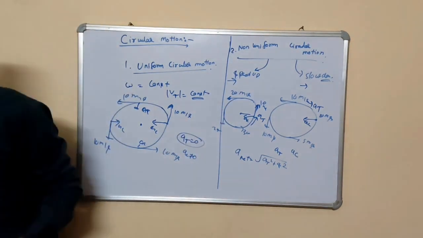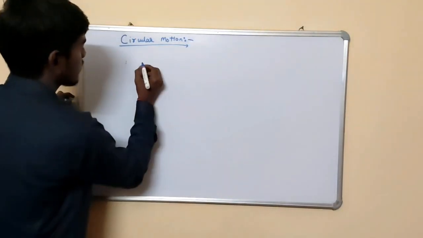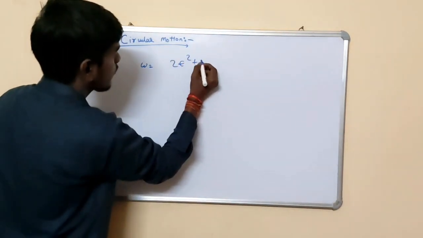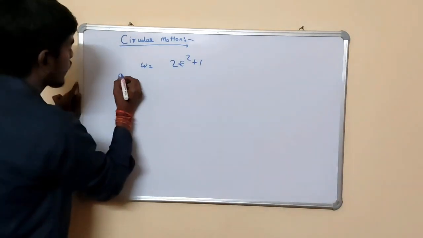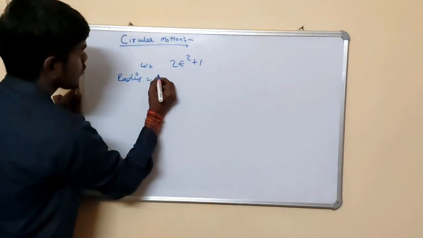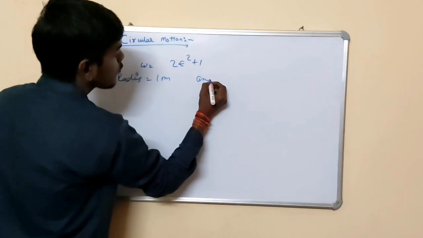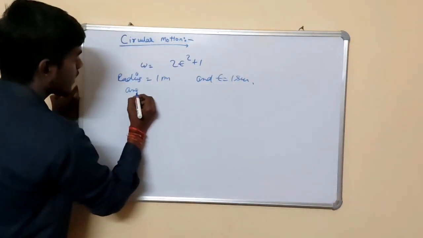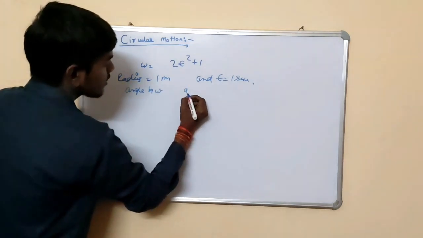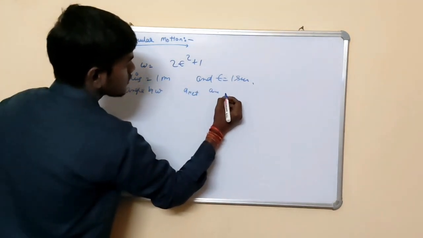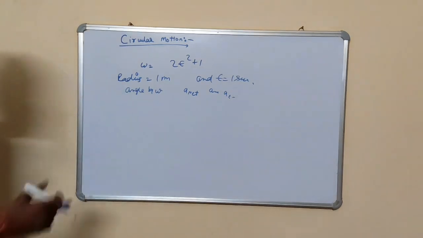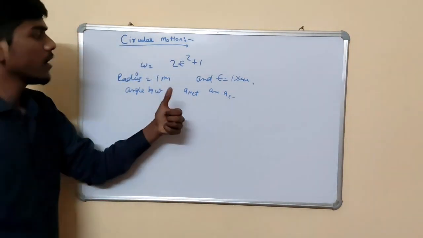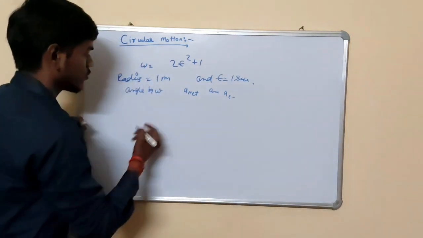So let's try to solve the question. Suppose we are given that angular velocity is 2t square plus 1, and it is following a path of radius equal to 1 meter. At time t equals 1 second, we have to find the angle between net acceleration and centripetal acceleration. So how will we deal with this question? First of all, we are given omega, the angular velocity, so we have to find centripetal acceleration and net acceleration.